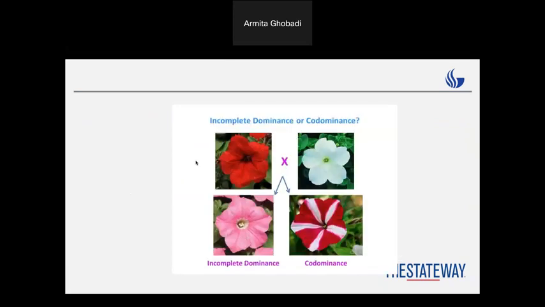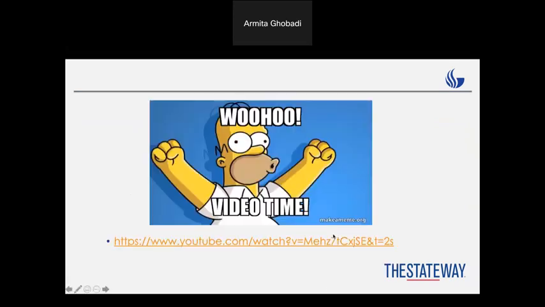Here's another example of codominance and incomplete dominance. We can see when a red flower is paired with a white one. Here we have incomplete dominance, which can result in a pink one. Yet we have codominance here, where we can see both colors at the same time. So incomplete dominance is when something is not really similar to the parents, but codominance is when both genes are expressed at the same time. We can see both colors here.